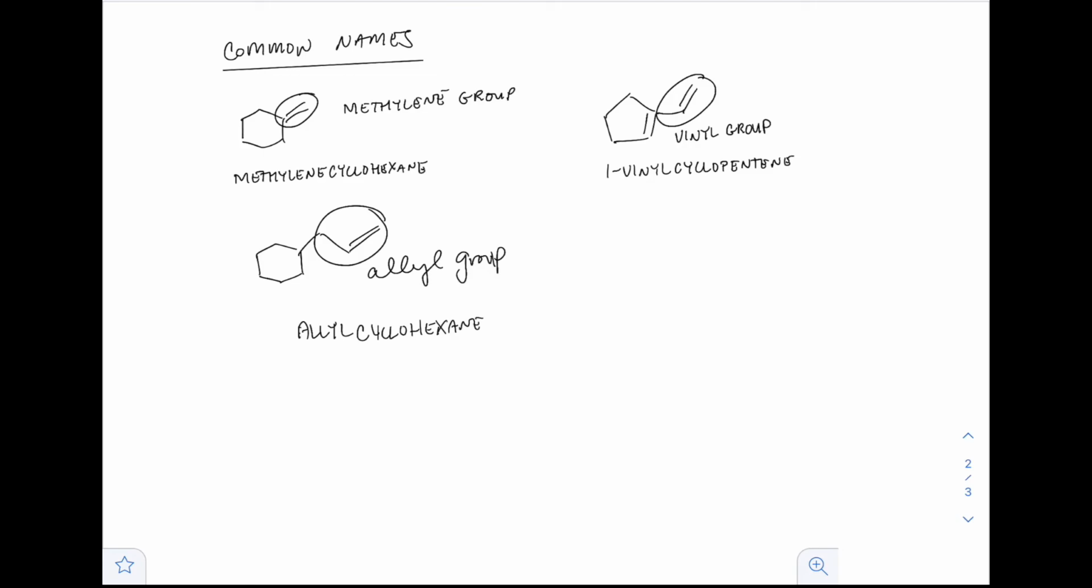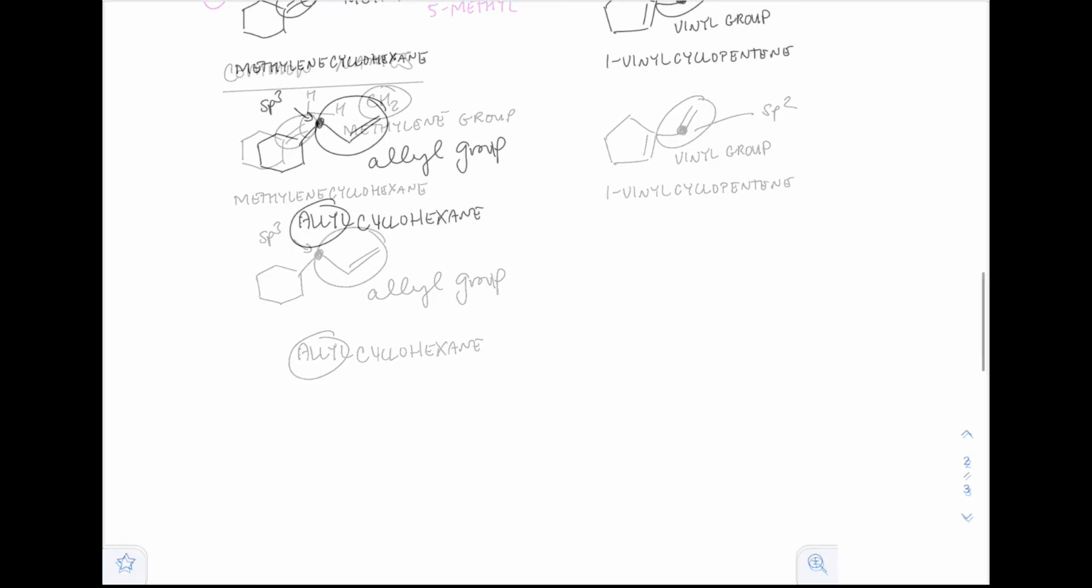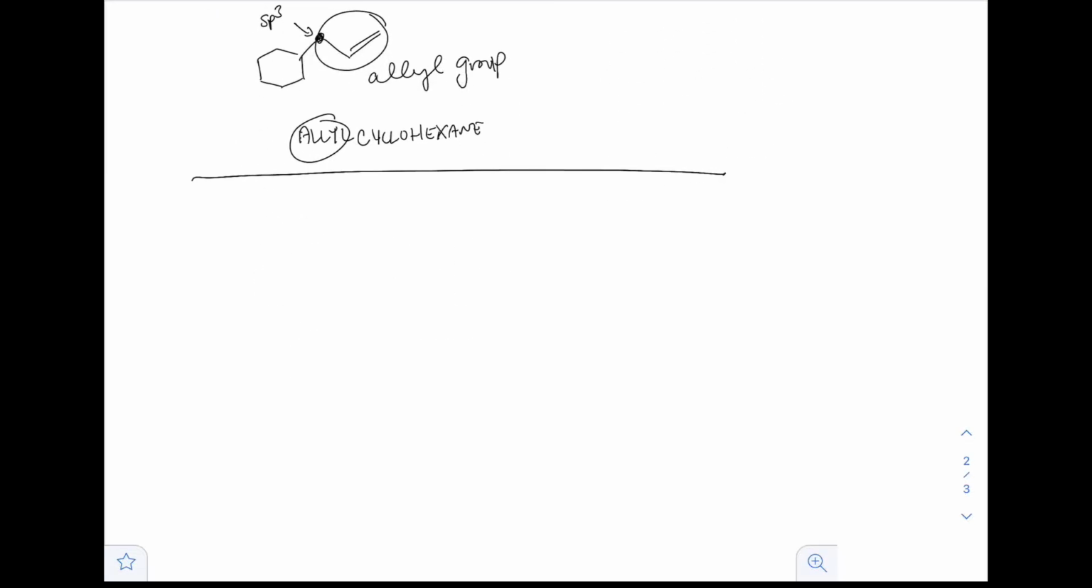But this is an allyl cyclohexane group, and the way we can distinguish the allyl group is because this carbon right here on the vinyl group is an sp2 carbon, whereas there's an extra sp3 carbon for the allyl group. So vinyl halides didn't undergo substitution reactions, whereas allylic halides did, and their reactivity was similar to a secondary alkyl halide, in terms of SN1 and E1.